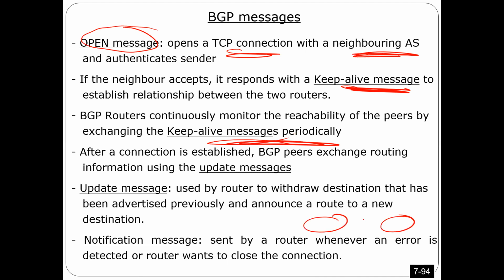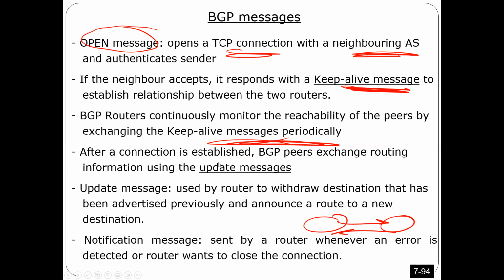Routers periodically have to send some kind of hello message. I want to make sure my neighbors are alive. When I send a message to my neighbor, I have to make sure it is alive and can forward the messages. So from time to time, every router continuously monitors the reachability of neighboring routers, and they send keep-alive messages.